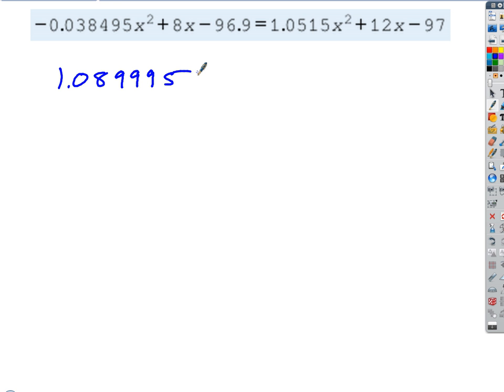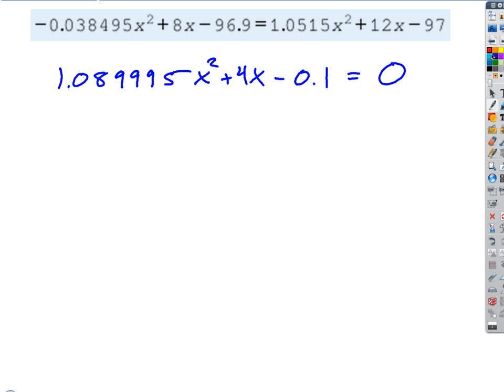Yeah, I see. Okay. X squared. How many x's? 4. And the constant? What is it again? Negative 0.1, right? Okay, so we just have A, B, and C there, don't we?